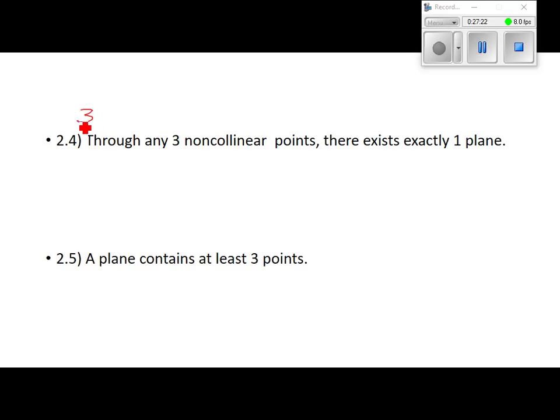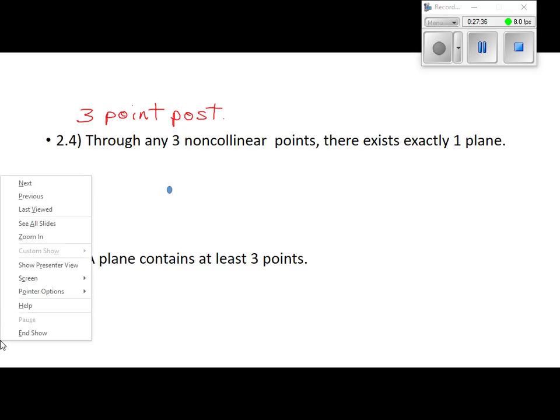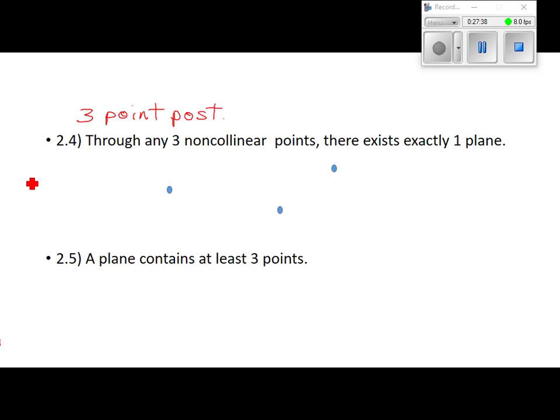3-point postulate. Doesn't have anything to do with basketball. We talked about this earlier this year. If I give you 3 points, there's a point, there's a point, there's a point, and they're non-collinear points. What's non-collinear mean again? Not on the same line, all right? So they're not all on one line. 3 points, like I have right there.